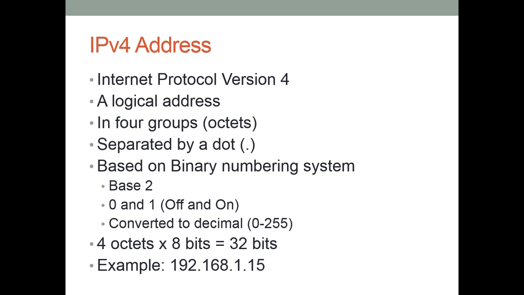IPv4 addresses are based on the binary numbering system, so computers speak in binary, 0 and 1 for off and on. We often see this converted to a decimal number, so we'll have 8 bits of binary and convert it into a decimal number to be able to display an IPv4 address. So that IPv4 address has 4 octets. Each one of those has 8 bits represented, which makes an IPv4 address a 32-bit address. The example you see at the bottom, 192.168.1.15, is an example of a valid IP address.